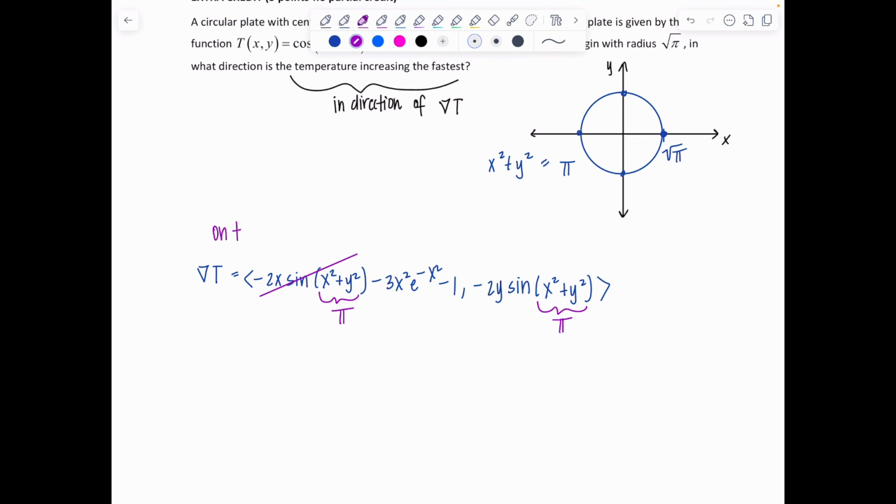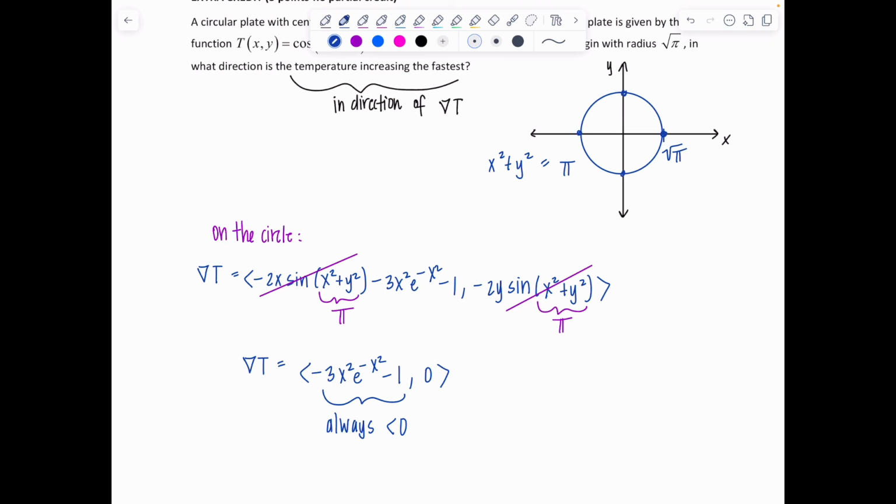So on the circle, what does the gradient simplify to? The gradient simplifies to negative 3x squared e to the negative x squared minus 1, and womp womp, a 0 in the y. That's fine. This is giving me the direction that the problem is asking for, where the temperature is increasing the fastest. And hopefully you notice, look at the x component. It is always less than 0.